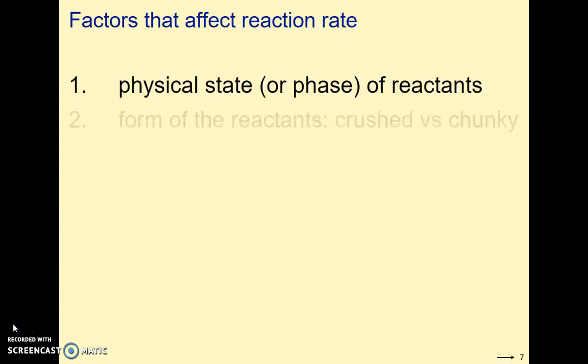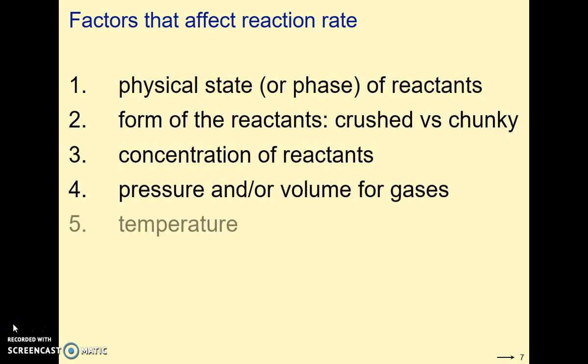So now we're going to look at factors that affect reaction rate. There are 6 of them that we're going to look at. The physical state or phase of the reactants, whether they're a solid, liquid, or gas. The form of the reactants, whether they're crushed or chunky, and we'll see what that means in a second. The concentration of the reactants. The pressure or volume if the reactants are gases. Temperature. And the presence of a catalyst. So those are the 6 factors that we're going to look at briefly. We're going to look at number 6 in much greater detail later in this unit.